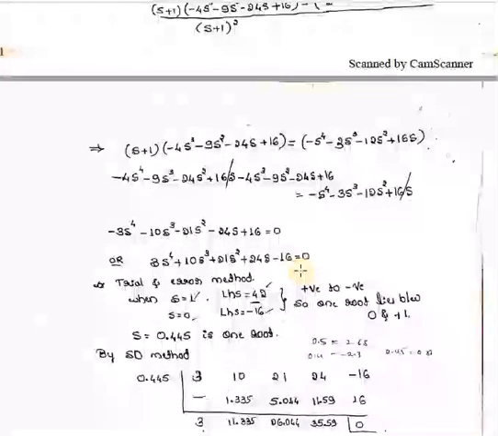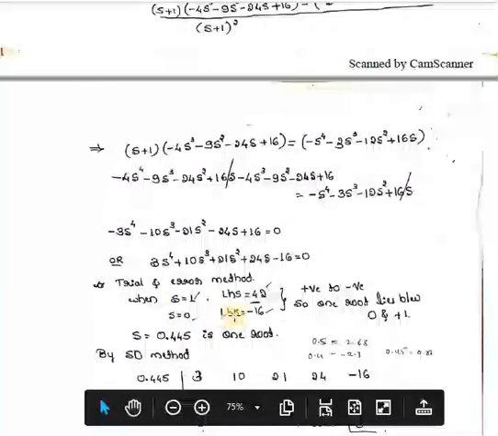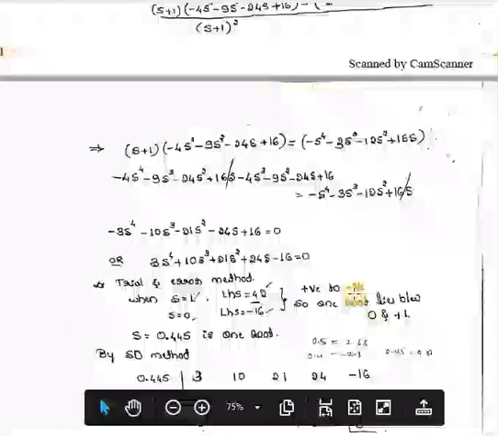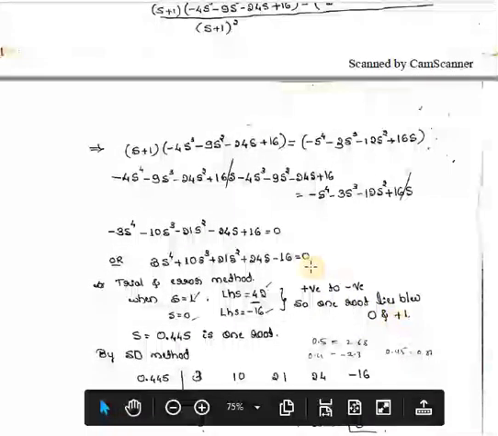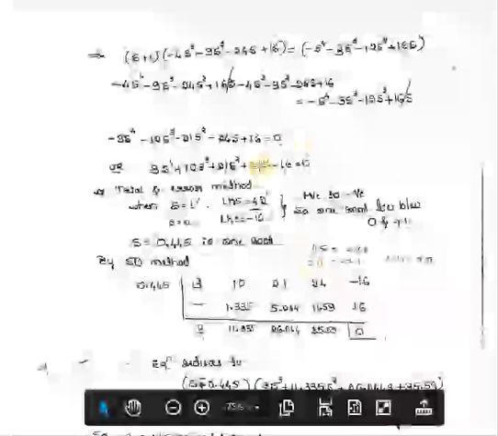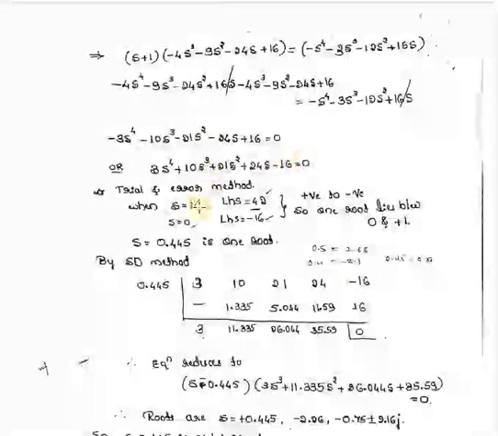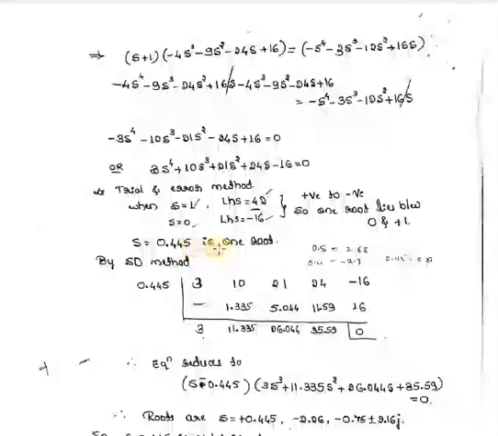Now to identify the roots for this one by trial and error method, if you substitute s as 1, the left hand side will be 42, and if you substitute s as 0, that will be minus 16. So we are getting one value as positive and another value as negative. So one root lies between 0 and plus 1. If you solve this equation for the roots, you will get 0.445 as one of the roots for this fourth order equation.